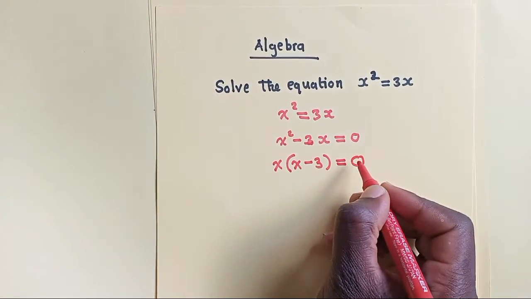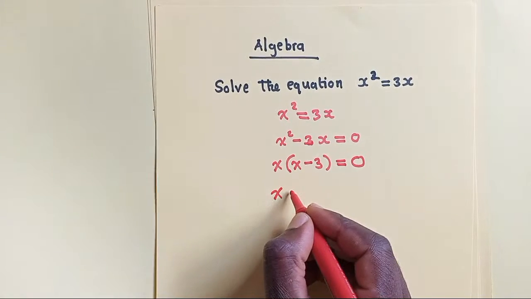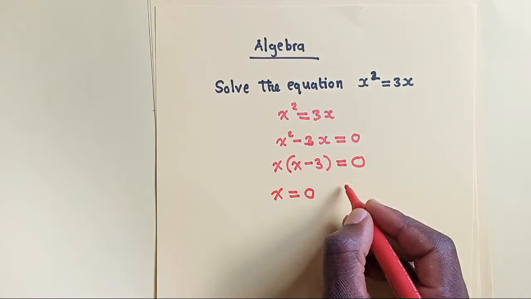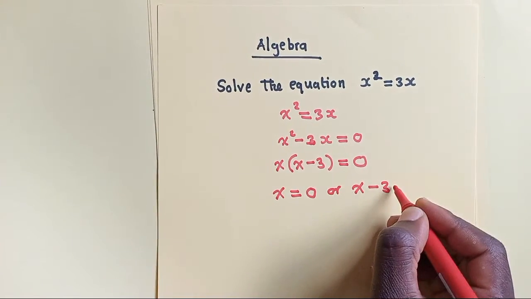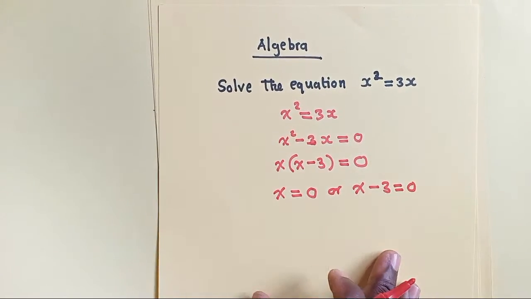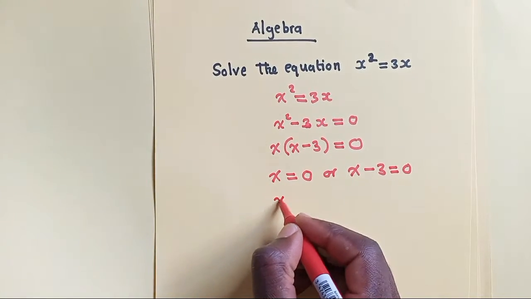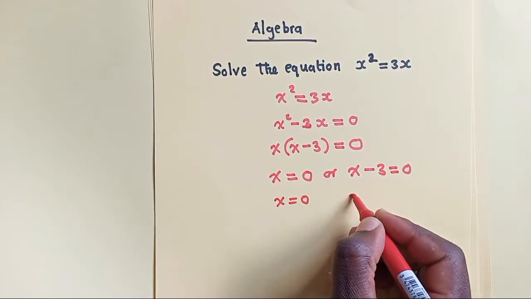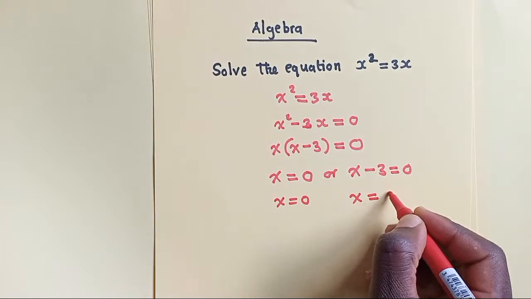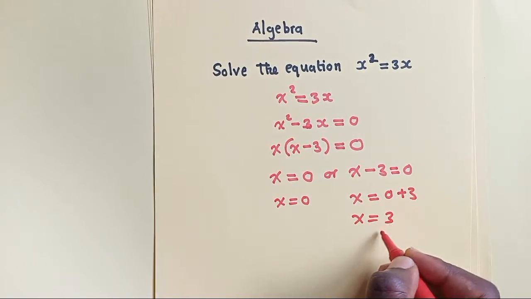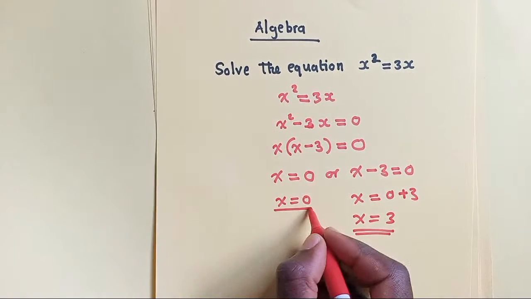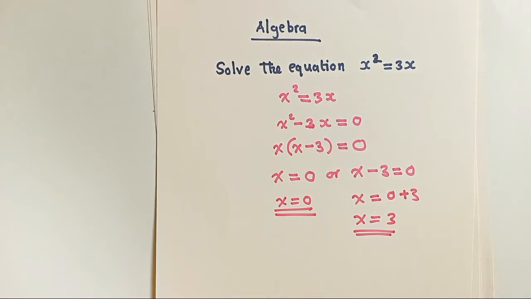It's equal to 0. So we can say x is equal to 0, or x minus 3 is equal to 0, such that this x will be equal to 0 as usual, and x here will be equal to 0 plus 3, which is equal to 3. So these are the two solutions, okay?